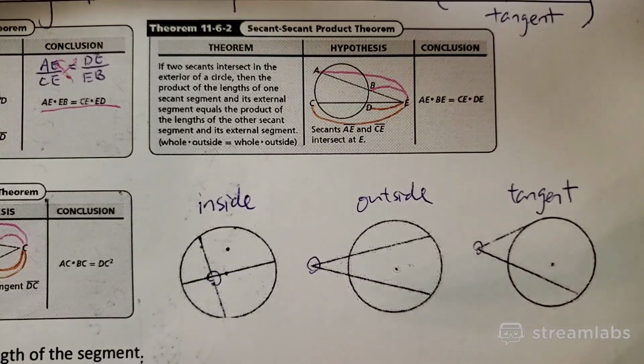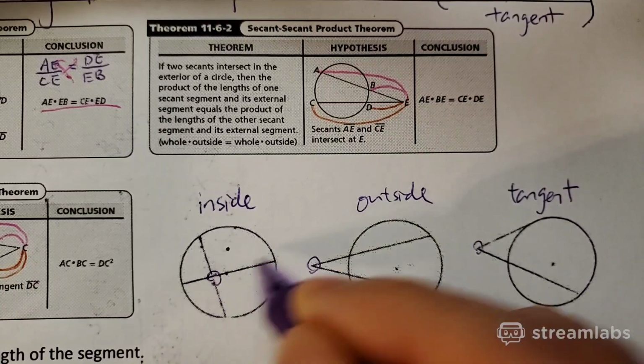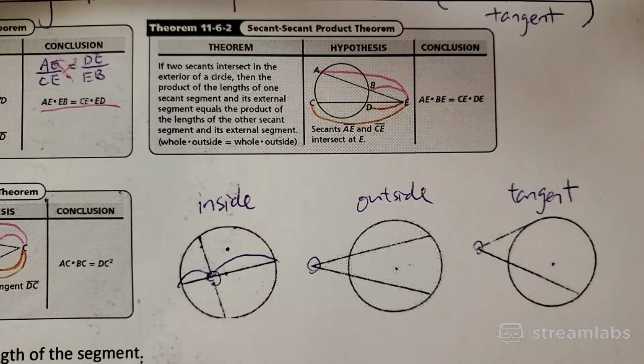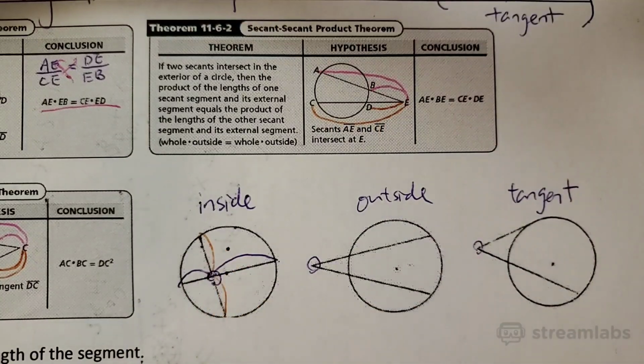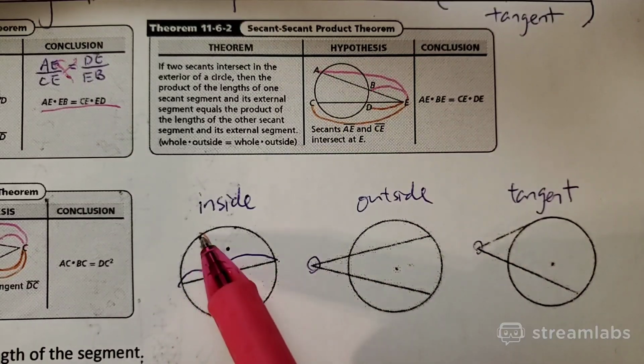So it goes like this. Watch. Start from the intersection, not the center, the intersection. Pick one line, so it's this times this. And then the other line, that times that. They're supposed to be equal. So next part: it's intersection to the edge of the circle. It's intersection to circle, intersection to circle, intersection to circle, intersection to circle.